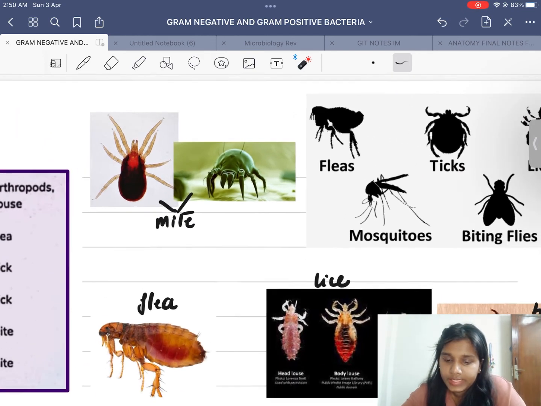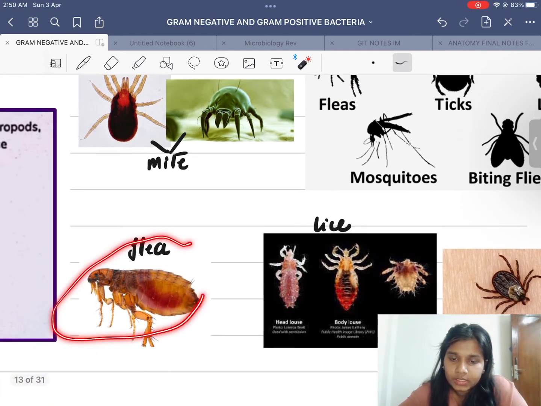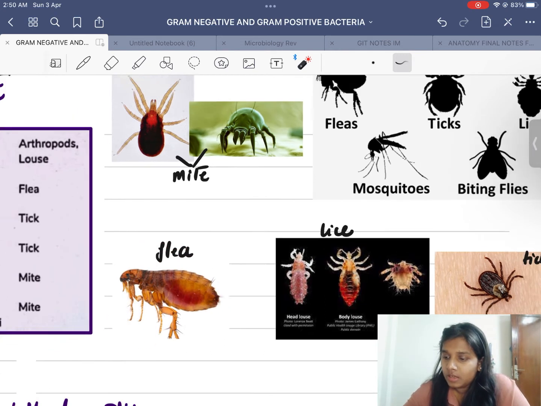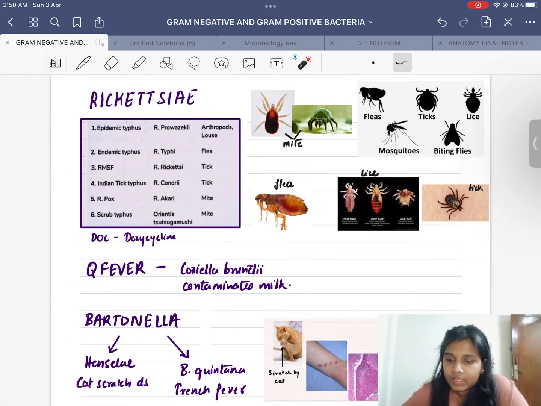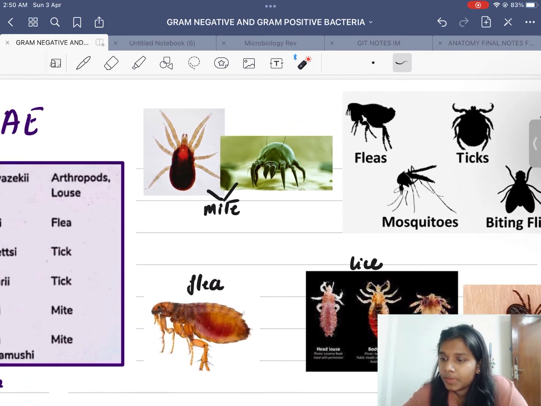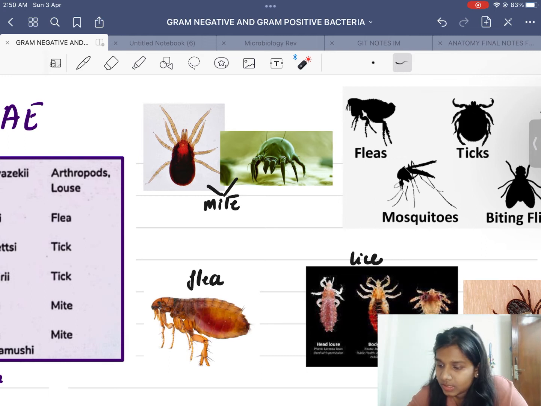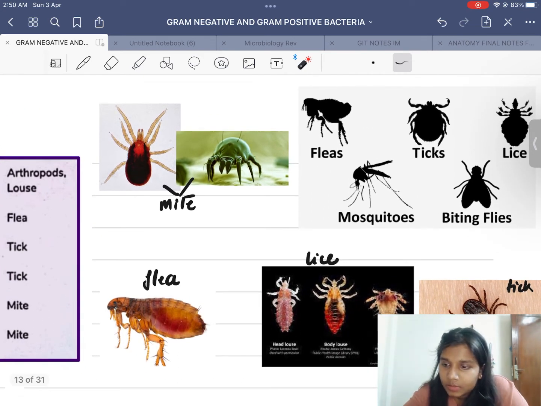And fleas. These are fleas. This is a flea here. This here is a tick, right? This is a tick. That's the flea. Now what is this? This is a mite. Just look at the things in front of this. That might help you to differentiate. How many pairs? Both have 8. So this is a mite. So mite and ticks, try to differentiate them.